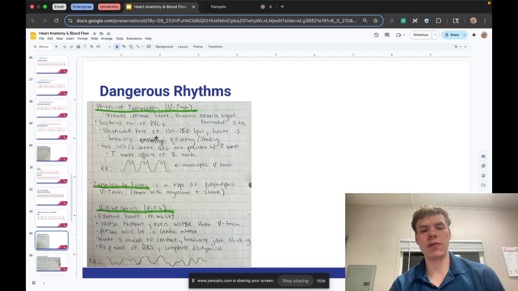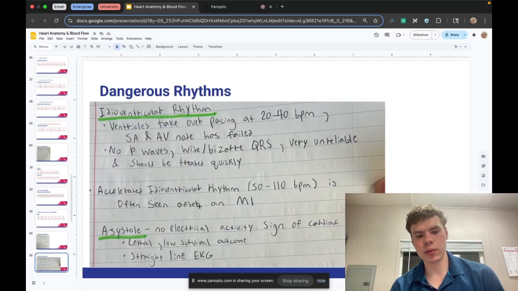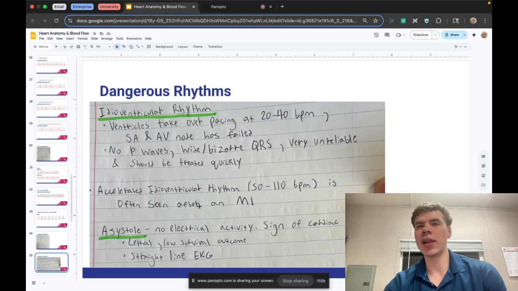So if someone is in VFib or VTAC, they need immediate defibrillation, right? Because they're in cardiac arrest. They need CPR, they need immediate defibrillation. But with asystole, which is just a straight line, you can't really shock it because there's no electrical activity in the heart. It's not a shockable rhythm, right?